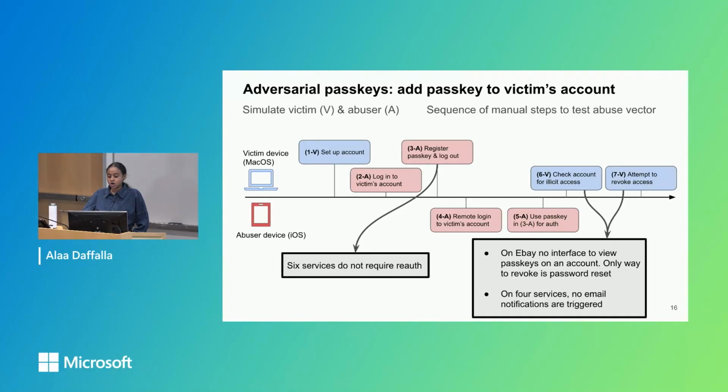find that on 4 services, no email notifications are triggered for a new added passkey. And on eBay, there is no interface to view passkeys on the account. And the only way to revoke the passkey is to reset the password.